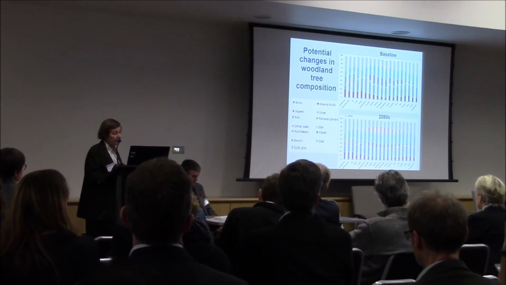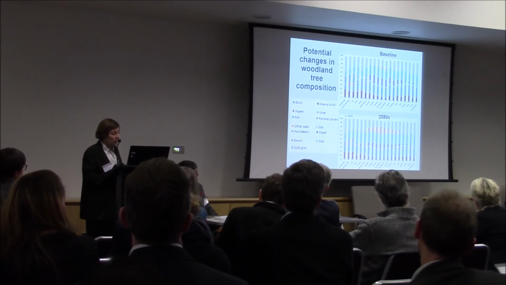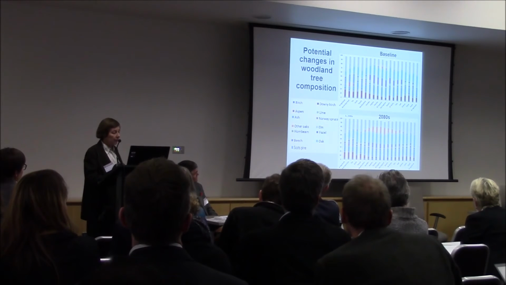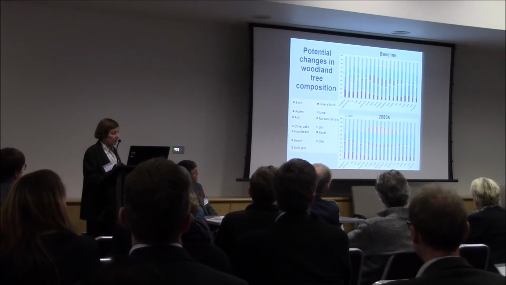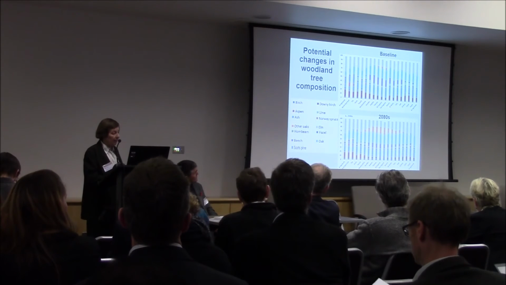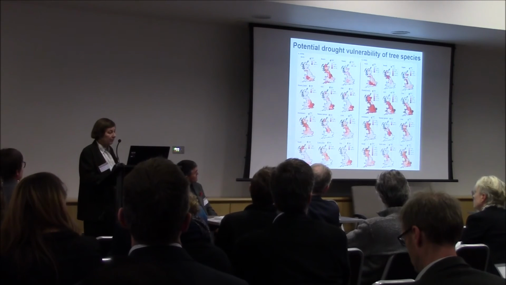And what essentially is shown here is by the 2080s, then you've got the potential increase of biomass of English oak and other oaks, and in Scotland, in the Scottish catchments, a decrease of biomass of species like downy birch and Scots pine.